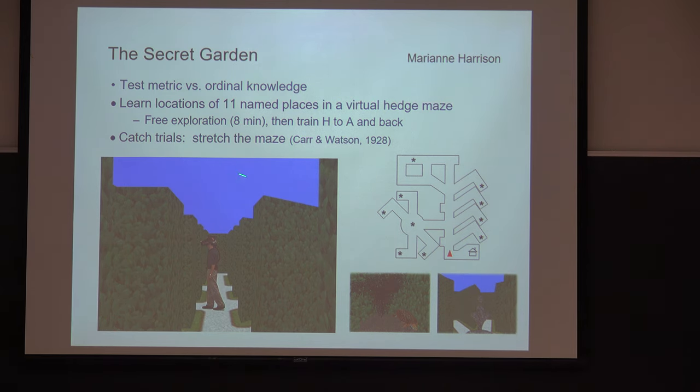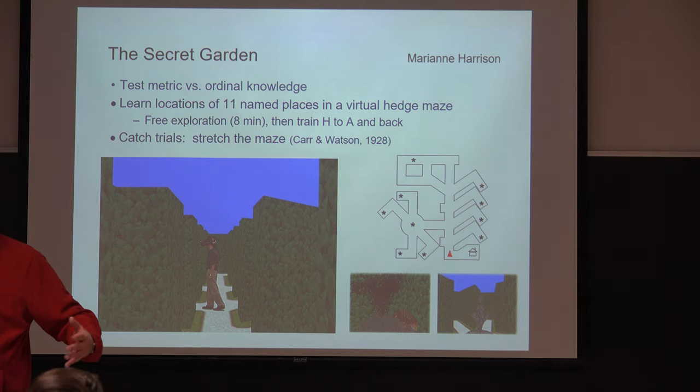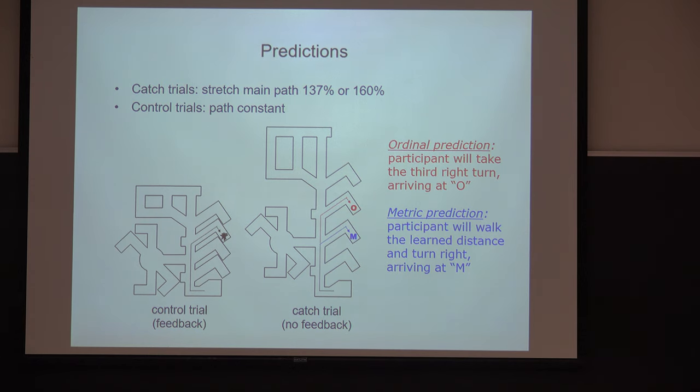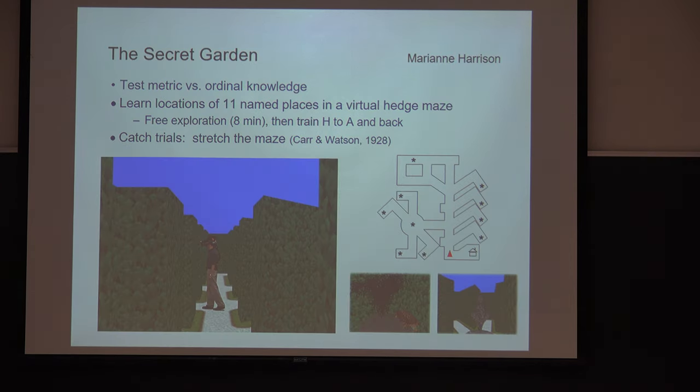So here's what they have to do. They have to learn locations of 11 named places. I don't see 11 on here, but it doesn't matter. So subjects are in VR, so they're walking through a hedge maze in virtual reality. And so this is the home position, and they're told, I want you to find a target at this position right here.